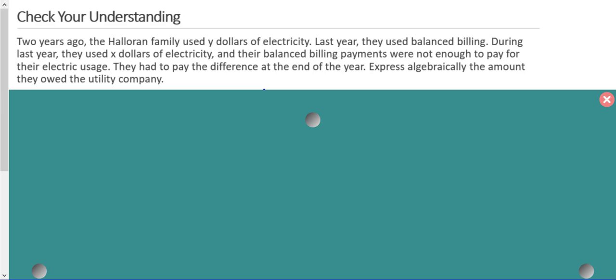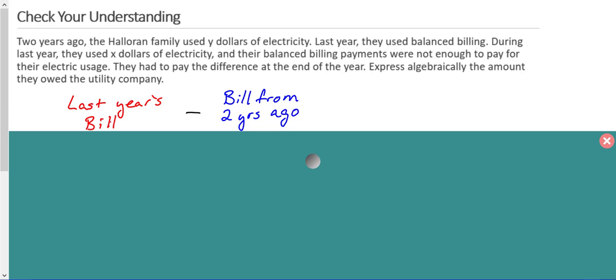So if you think about it, if you use more electricity this year and you used balance billing based on the previous year's amount, you're not going to have paid enough to cover it. So that means at the end of the year, you are going to have to cover the difference. On the other hand, if you had overpaid because your total bill at the end of the year didn't come to as much as the previous year's, you would get a rebate from the company. But in this example, they didn't pay enough last year to cover their usage.